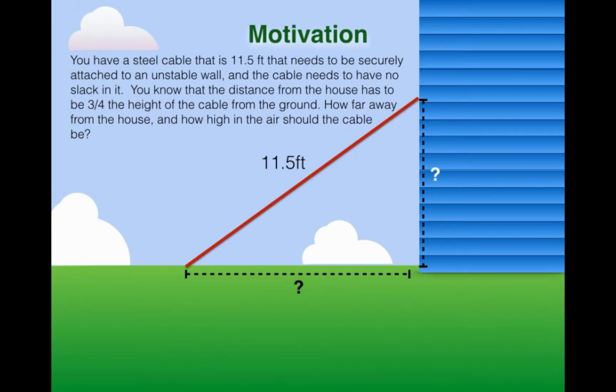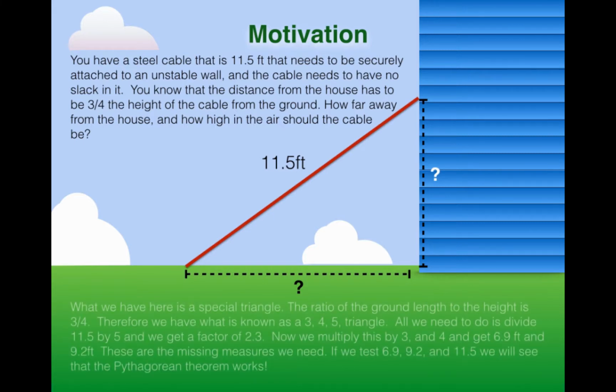Here's the motivation. You have a steel cable. You know it's 11.5 feet in length. It needs to be securely attached to an unstable wall. And the cable needs to have no slack in it, which means it needs to be perfectly tight. You know that the distance from the house has to be 3/4 the height of the cable from the ground. How far away from the house and how far high in the air should the cable be? Well, after this lesson, hopefully this problem should be very simple to solve.